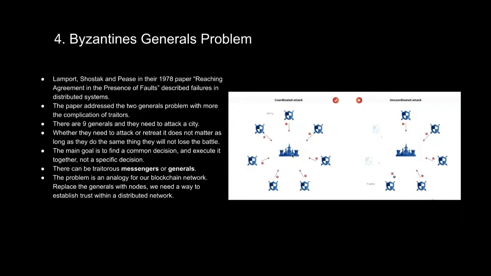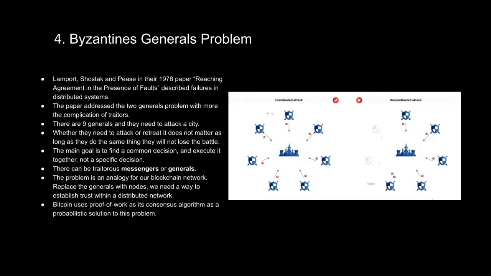The thing is that it doesn't matter if they attack or retreat, as long as they do the same thing together. As long as they do the same thing, they're not going to lose the overall battle. The main goal is to find a common decision and execute it together, not a specific decision. But there can be traitorous messengers or generals on the network. This problem is an analogy for our blockchain network. Replace the generals with the nodes, and understand that we need a way to establish trust within a distributed network. We need a majority of these individuals to come to a consensus on a decision.